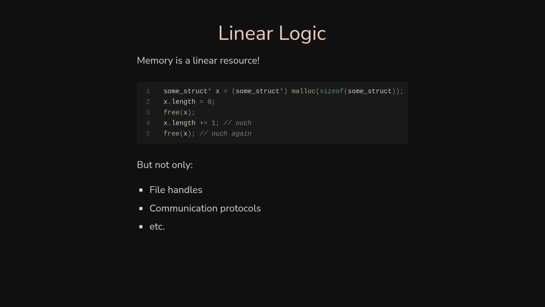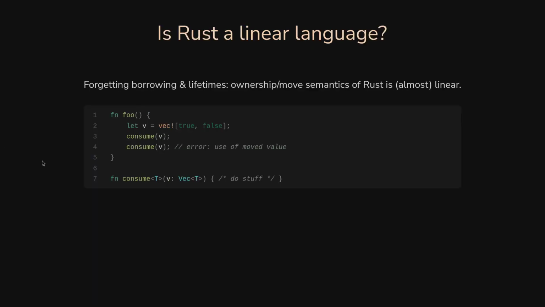So one is memory, for example. Once you've dropped memory, you cannot use it anymore. You should not drop twice. Or similarly, you cannot keep a copy or a pointer to memory that has been dropped before. And there are other examples, file handles, also once you close it, you should not use it anymore. You should not duplicate it. Communication protocols.